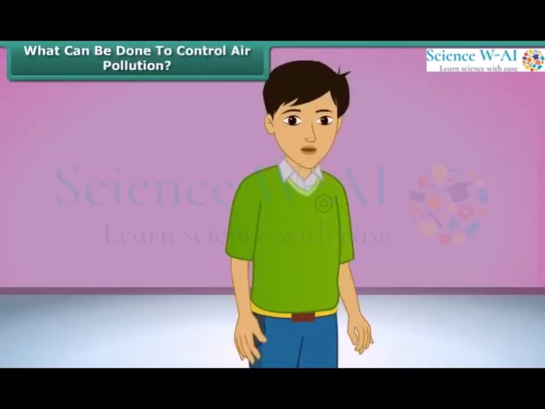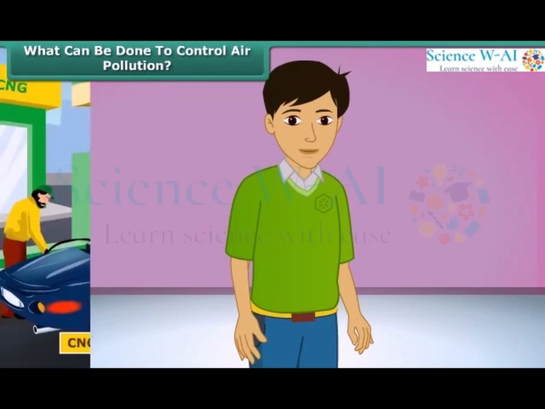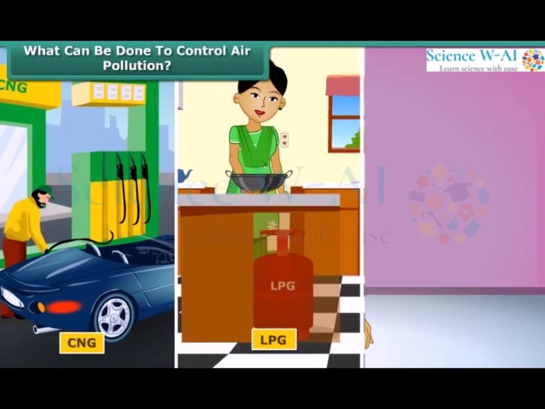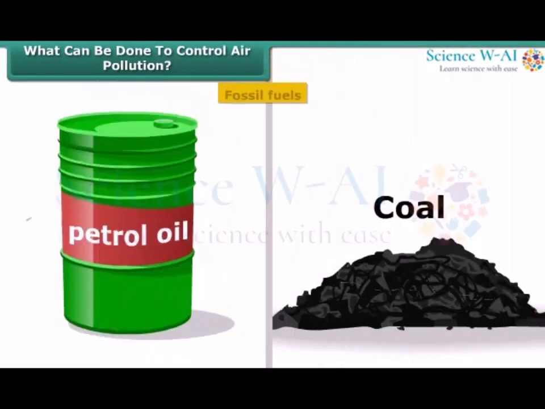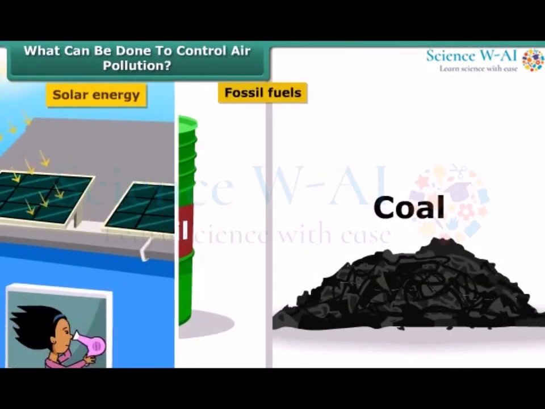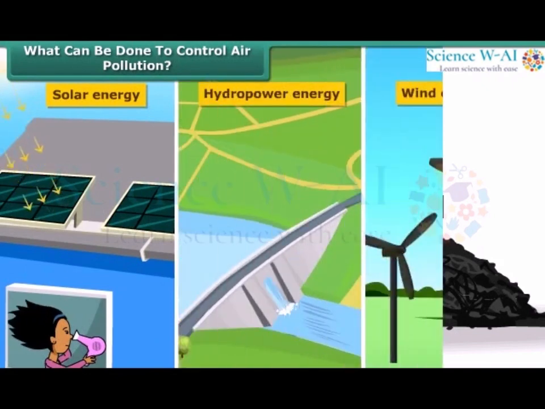Students, can you tell what we should do to reduce air pollution? There are many things we can do. We can use clean fuels such as CNG, LPG, and unleaded petrol. Instead of fossil fuels, we can use solar energy, hydropower, and wind energy.